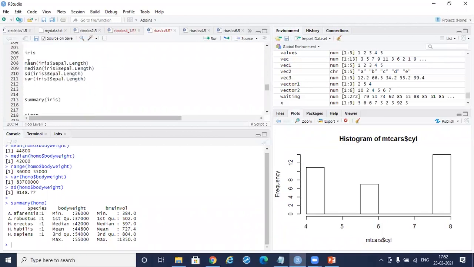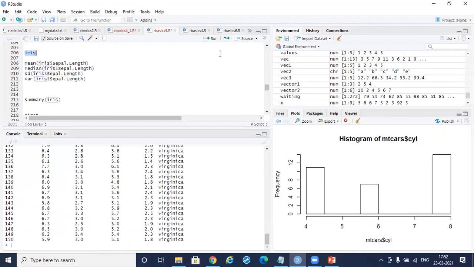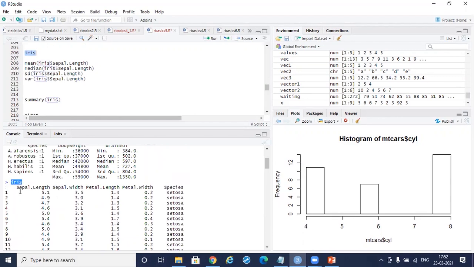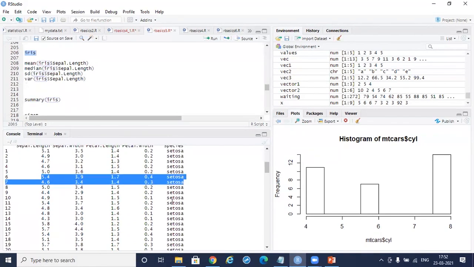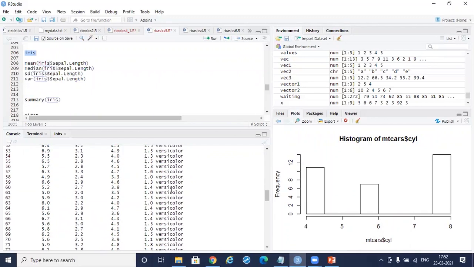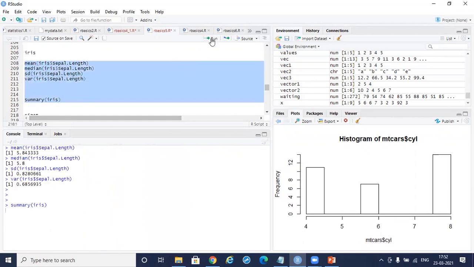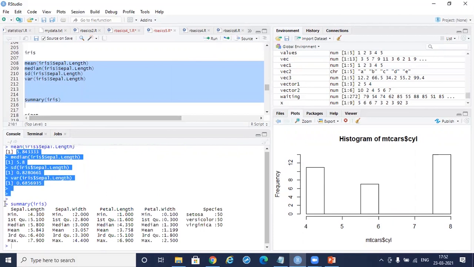There is one of the files inside the iris inbuilt data set. If I click on the iris data set, it shows the iris data set details. Sepal.Length, Sepal.Width, Petal.Length, Petal.Width are given, and the species name is given. So all these are the measurements given here. Suppose I want to see the details of it: mean, median, standard deviation, variance, and the summary of iris. It will start giving all the mean, median, variance, and the summary of the data.